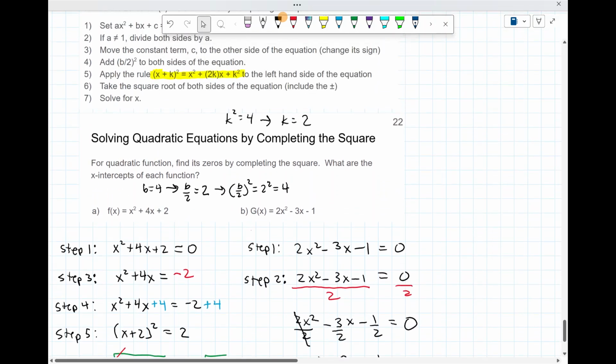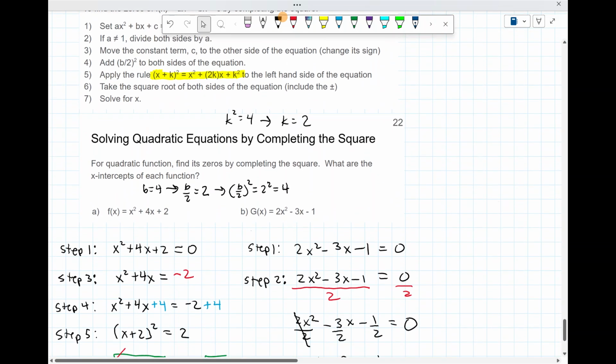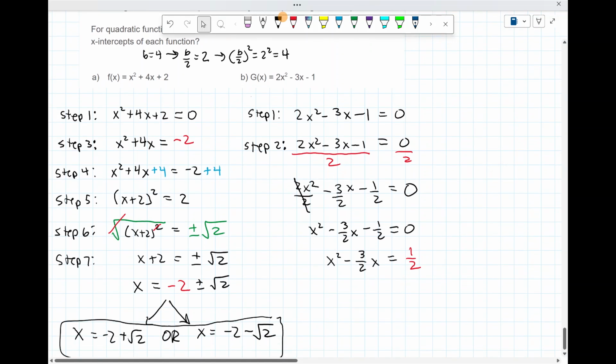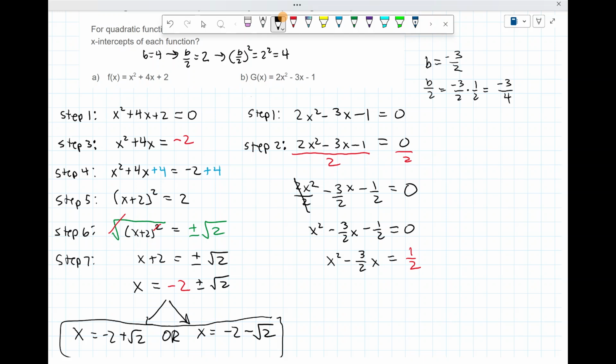And next, we're going to add b divided by 2 squared to both sides of the equation. So b is equal to negative 3/2. And so we are going to first divide that by 2, which is the same as multiplying it by 1/2. And we end up with negative 3/4. And then we square that.